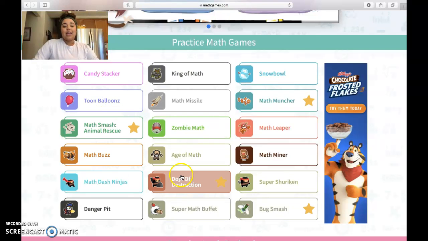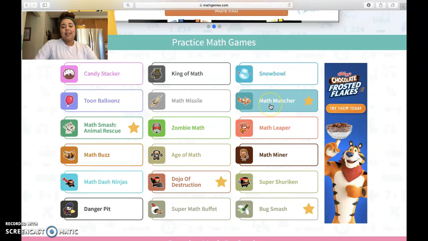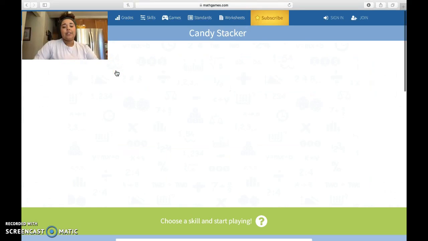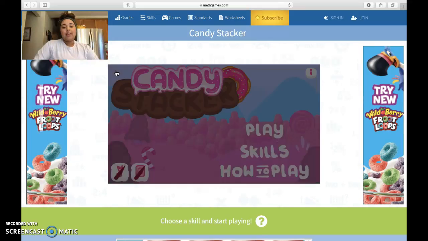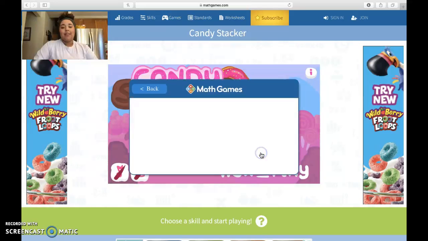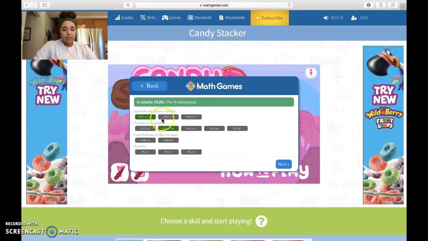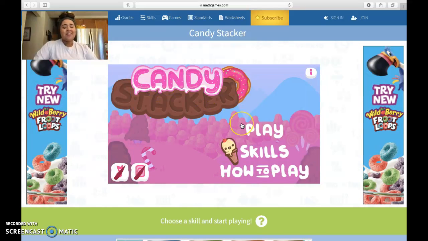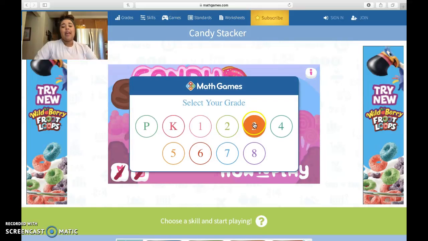So you can click on any game you want except the ones with the stars because those ones mean that you have to upgrade. So we're going to go into Candy Stacker, and then if you don't know how to play a game, you can click on how to play. You can click by the skill that you want to do. But that's kind of a little confusing. So the easiest way is to just click play and then by grade, which would be third. You can go to fourth if you want to, but don't go any higher or lower than that, okay?